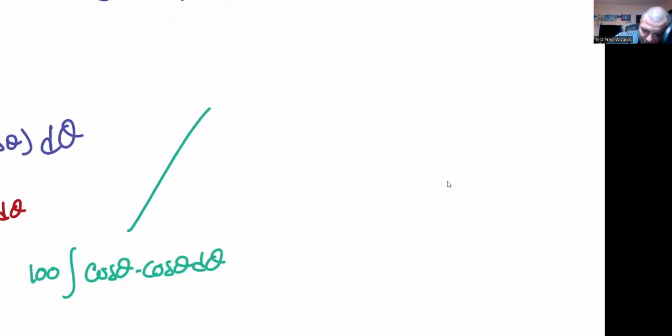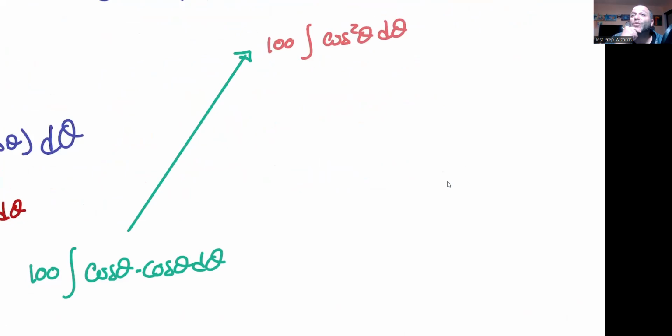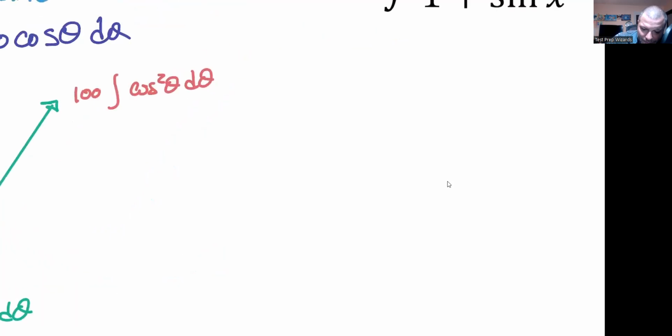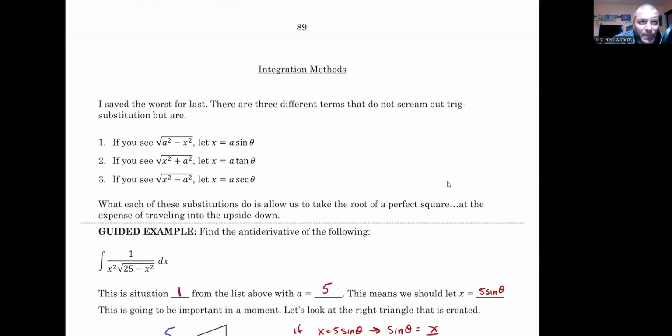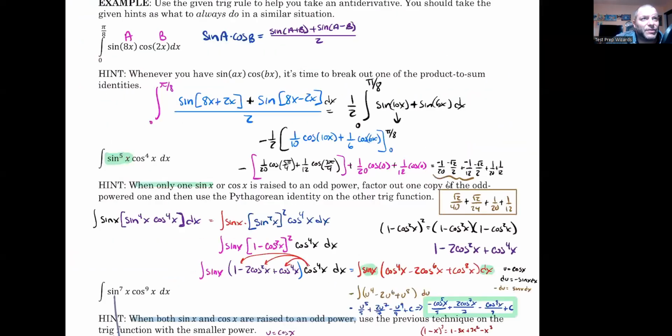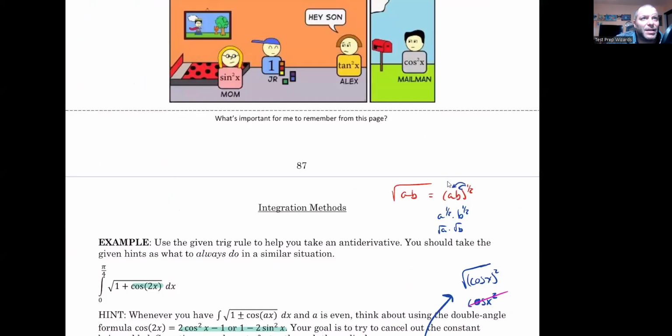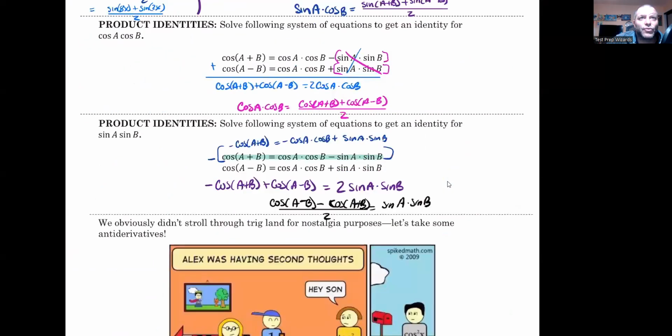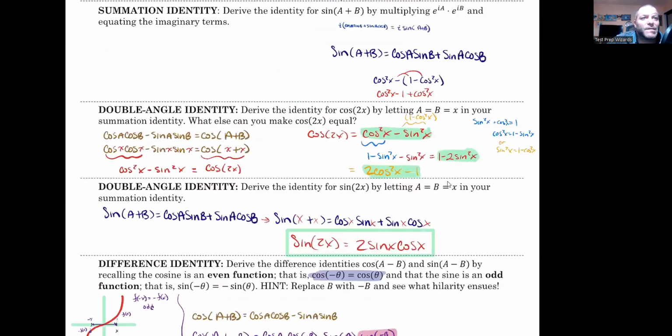So I'm going to write this up here in the essence of horrible board work. 100 times cosine squared of theta d theta. So at this point, it might look like we're a little bit stuck, right? But we still have some trig rules that we can break out. So let's turn this cosine squared of theta. If we think back to our trig rules, we have a trig rule for this thing right here. Where's it at? Over here somewhere.